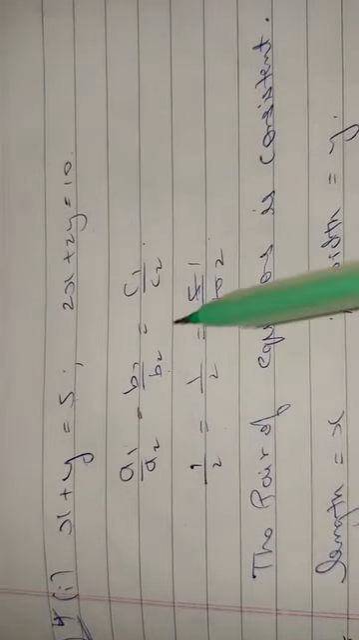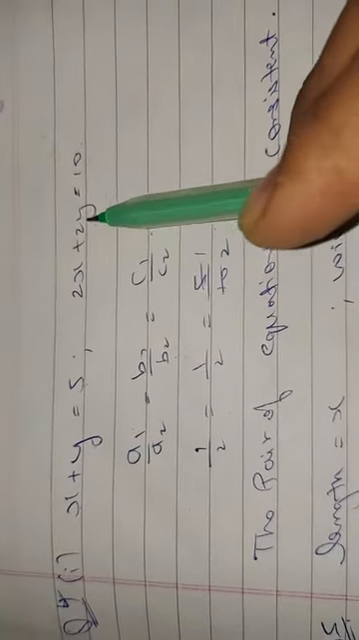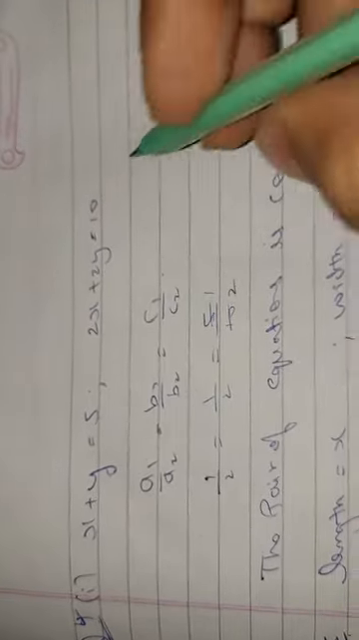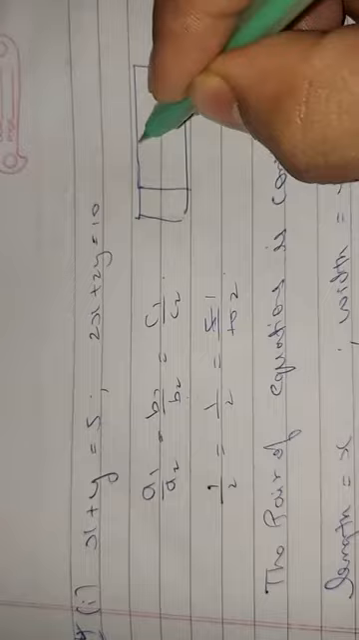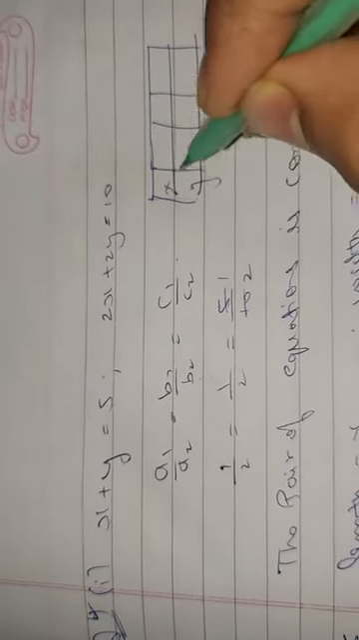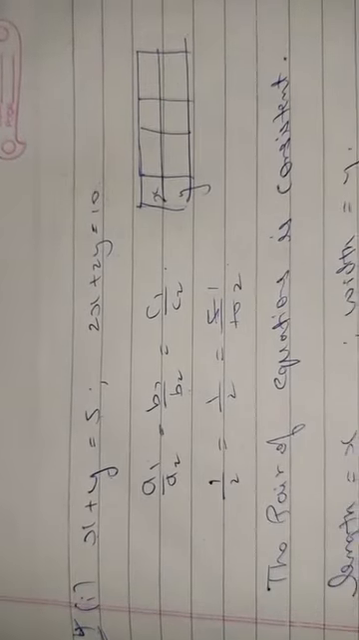Now I think you can draw the graph of the equations x plus y is equal to 5 and 2x plus 2y is equal to 10 by making a table. Put the values of x and y and you will get two tables and you can draw the graph. I think this question is clear now.